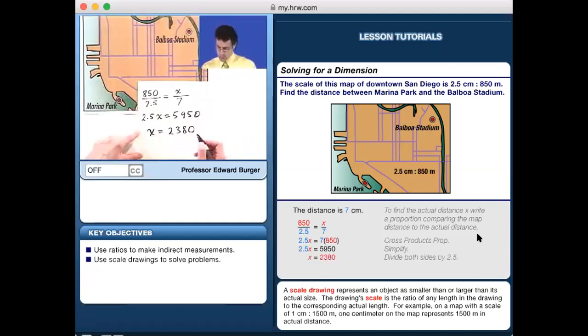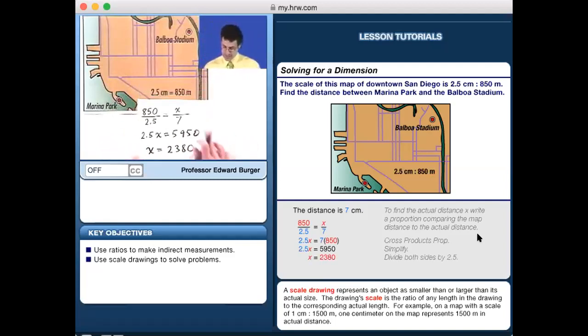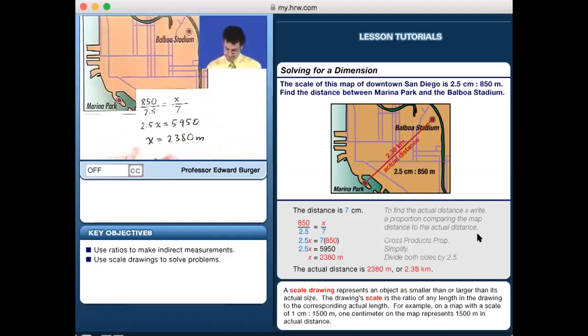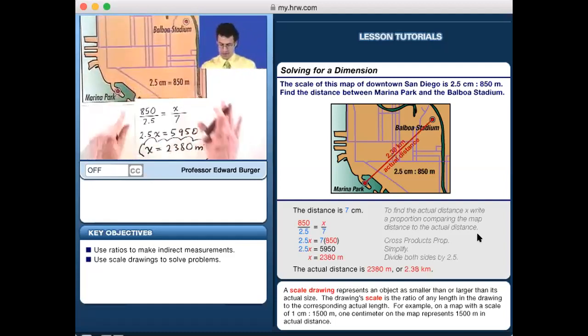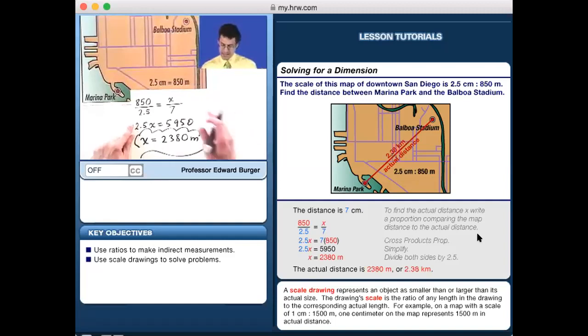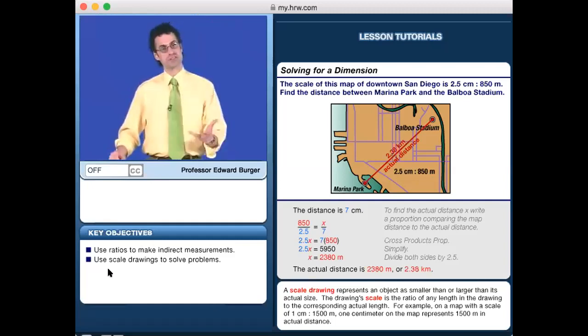2,380. And what are my units? Well, now these are the actual units. These are in meters. And so just looking at this map and knowing the appropriate scale, I'm able to actually produce a distance, which is pretty cool and useful. So you can see our work here is actually going to be used and has been used a lot. That's pretty neat.